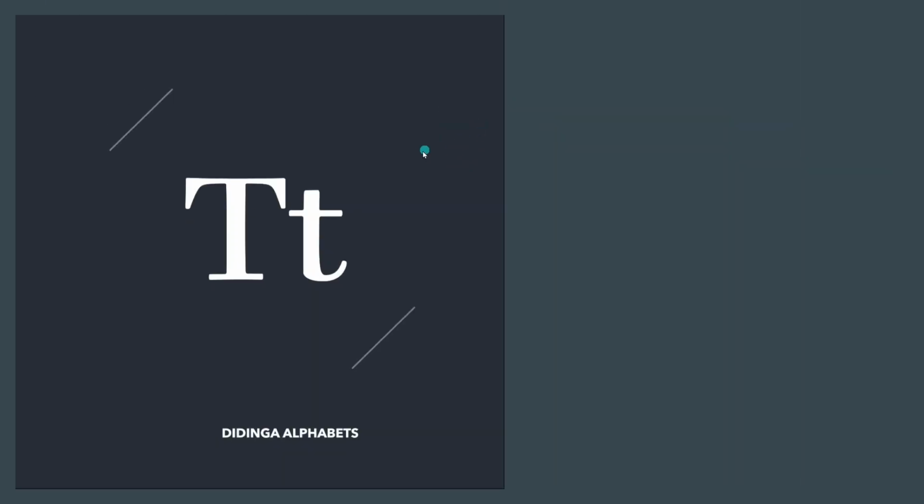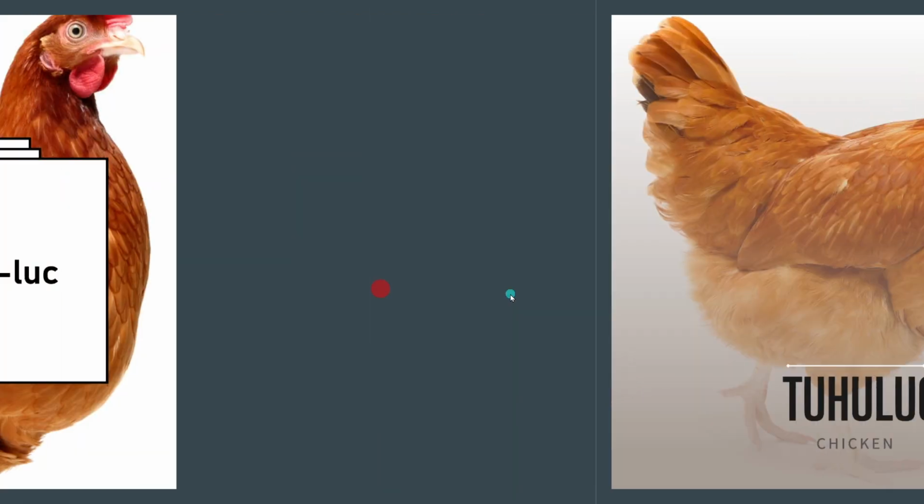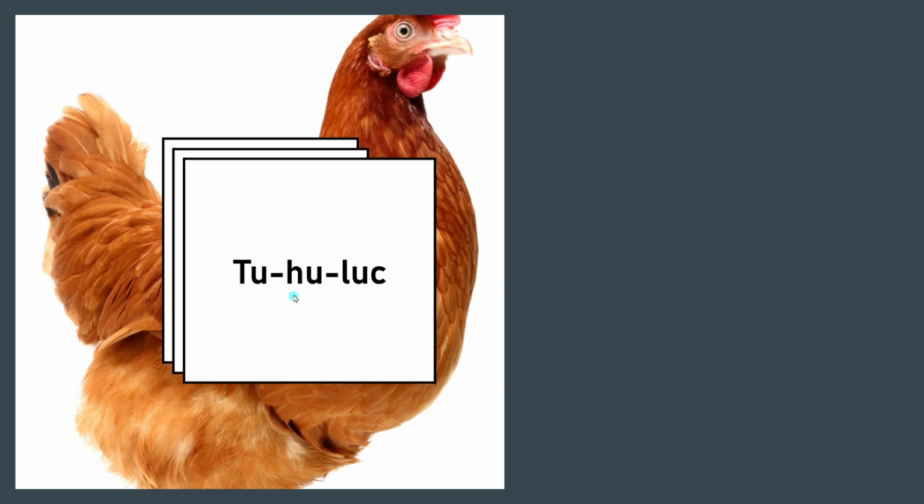Next example is abacha ta, as in talk. But I pronounce this as ta as in togoluch. Togoluch is a chicken. Pronunciation: togoluch. All together, togoluch.